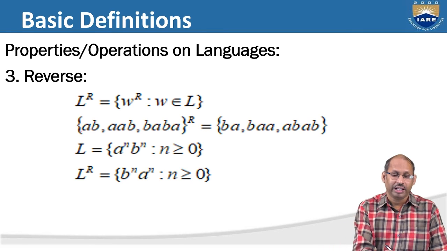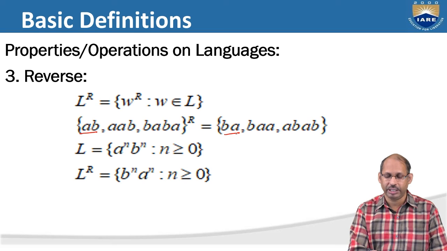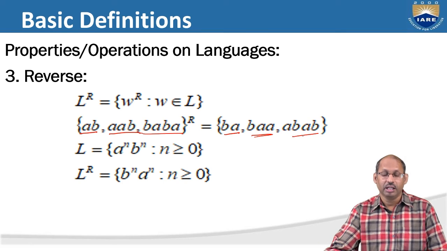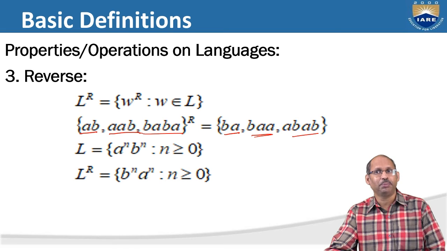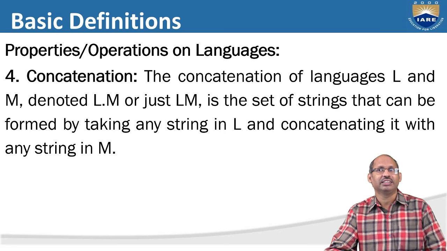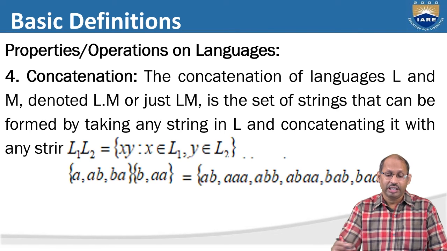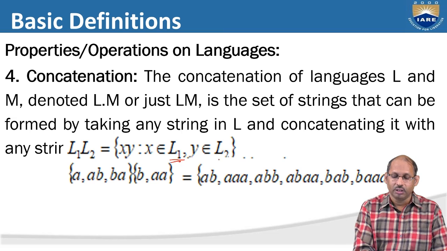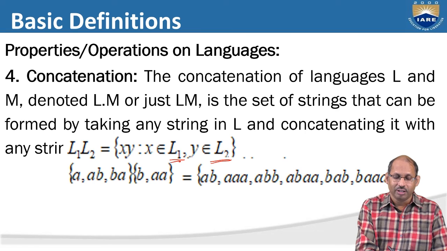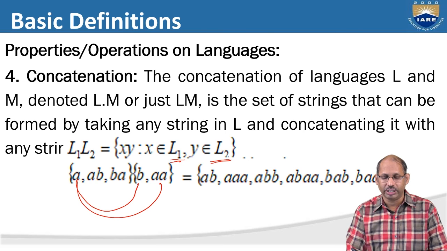Reverse. AB is written as BA, and BA as AB. A power n, B power n becomes B power n, A power n. That is the reverse of the strings. Then concatenation. X belongs to L1, Y belongs to L2. Concatenation of X and Y means A followed by B, A followed by two A's, which results in AB comma A.